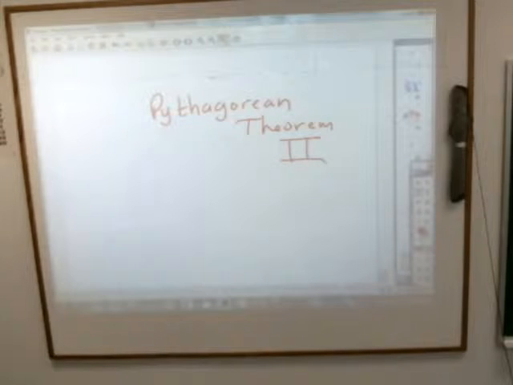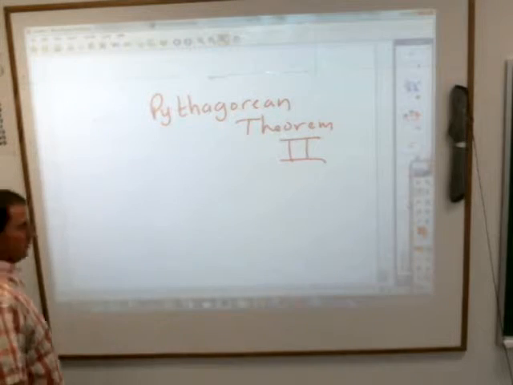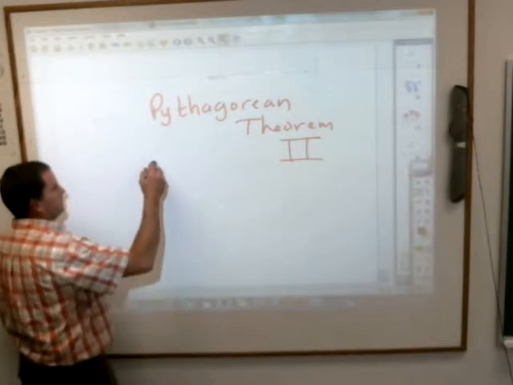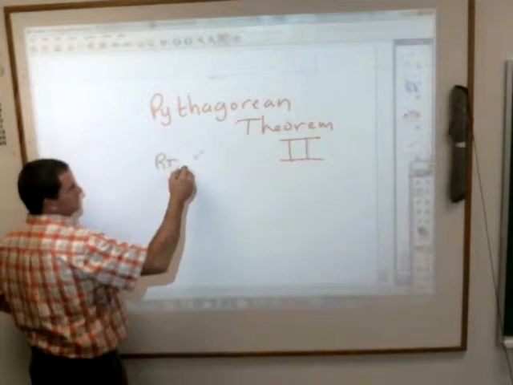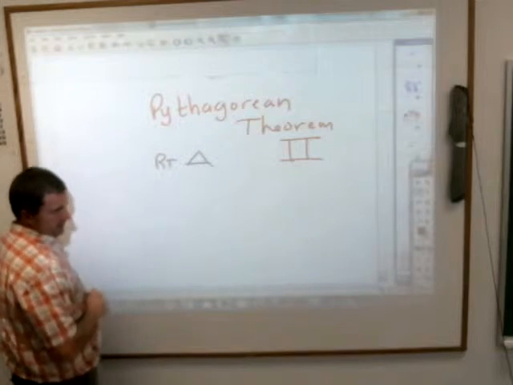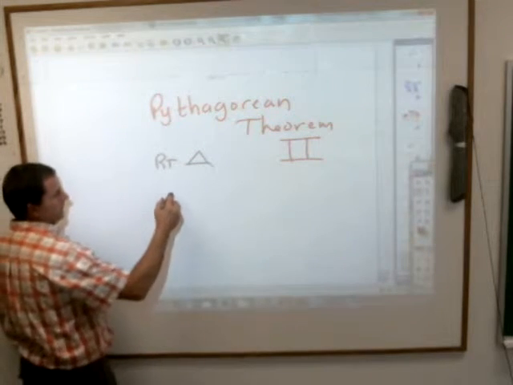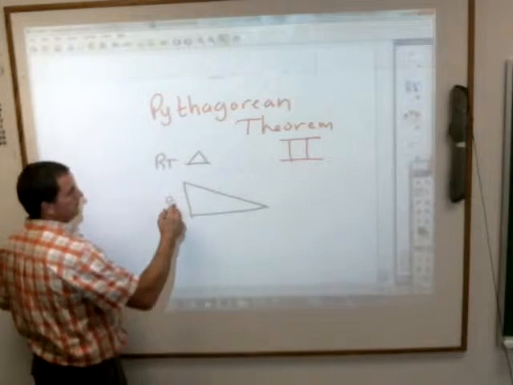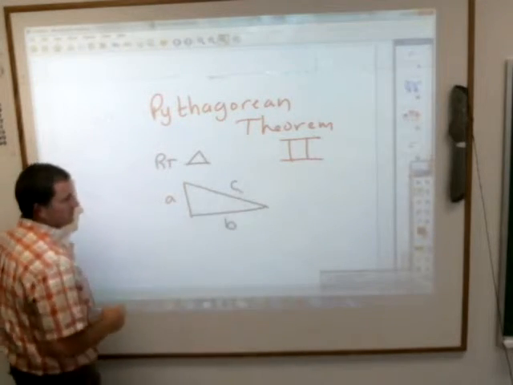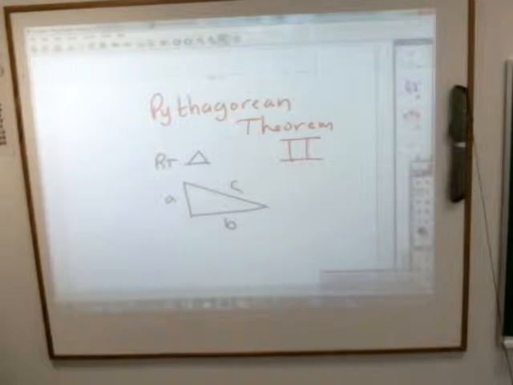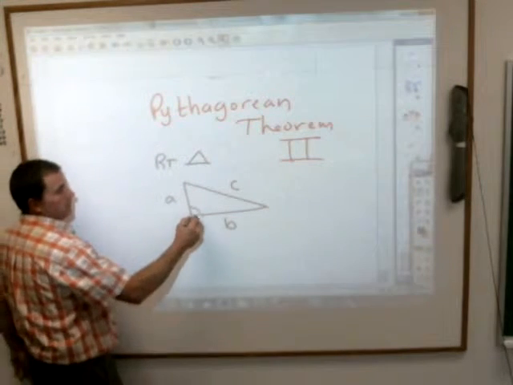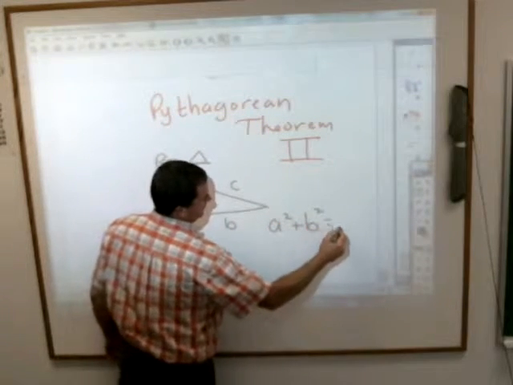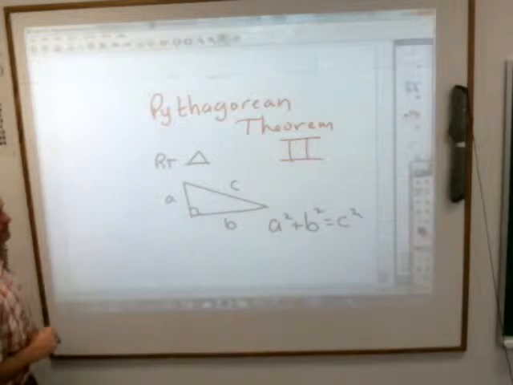First of all, quick little review. Pythagorean theorem only works with right triangles. Has to be a right triangle. But it works with every right triangle. Okay? And again, as the rule would be, you will see this in math books. You'll see it right here. The formula is a squared plus b squared equals c squared.